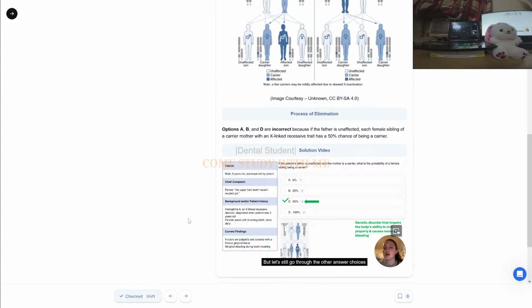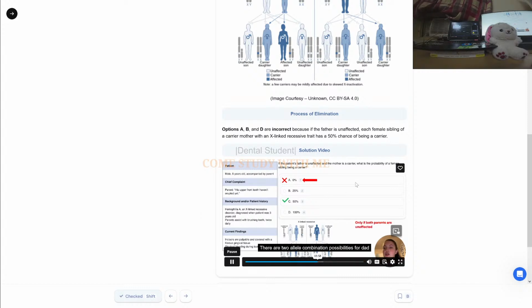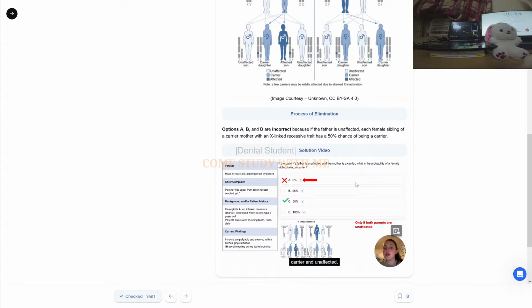But let's still go through the other answer choices and talk about in which scenarios these probabilities would be possible. We'll start with 0%. Now this answer choice should have been pretty straightforward. There will only be a 0% chance of a daughter being a carrier if both of the parents are unaffected. There are 2 allele combination possibilities for dad, affected or unaffected, and 3 for mom, affected, carrier, and unaffected.